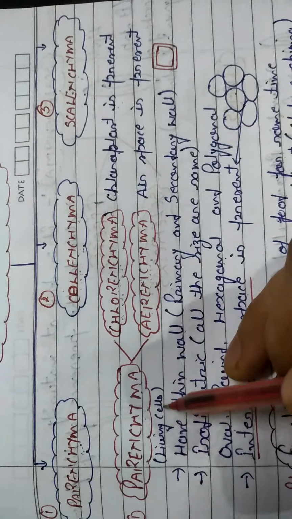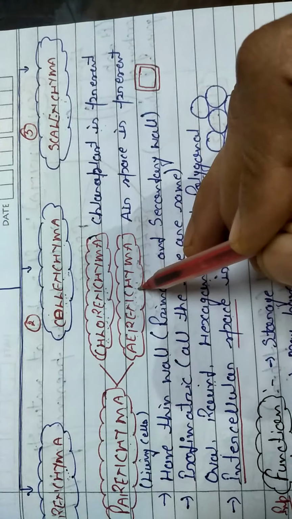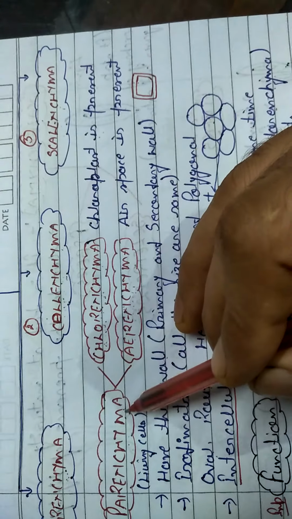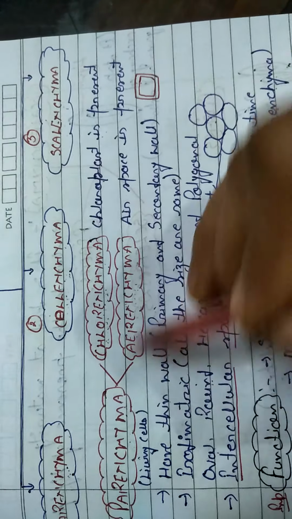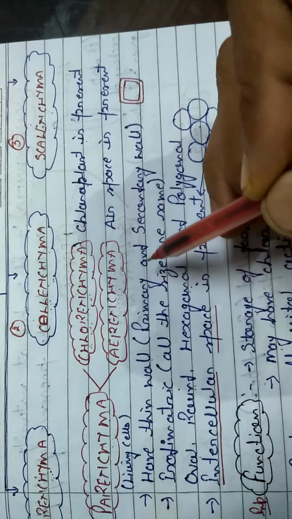Parenchyma are living cells. They are further divided into two categories: chlorenchyma and aerenchyma. If chloroplast is present in permanent cells, then they are known as chlorenchyma. And if air space is present in the permanent cell, they are known as aerenchyma.